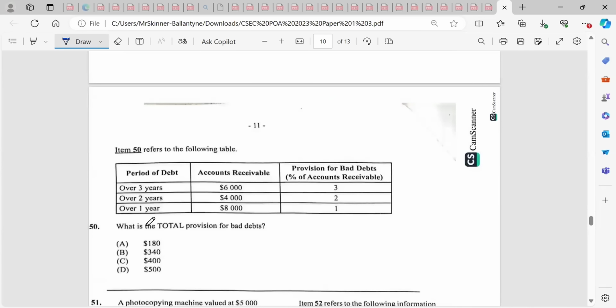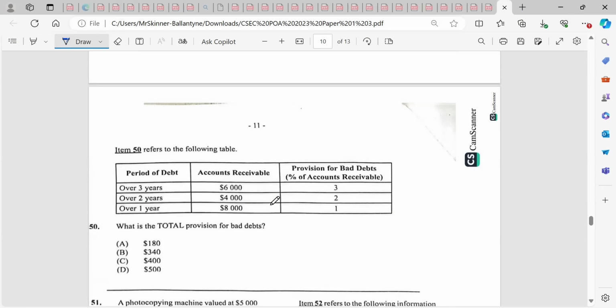Number 50, what is the total provision for bad debts? So they're saying for over 3 years is 3%, for over 2 years is 2%, for over 1 year it is 1%. So people who owe for 3 years and more, they expect at least 3% of them will be bad debts. The longer you owe, the more likely they will be bad debts. So you're going to calculate 3% of 6,000, then 2% of 4,000, then 1% of 8,000 and add them together.